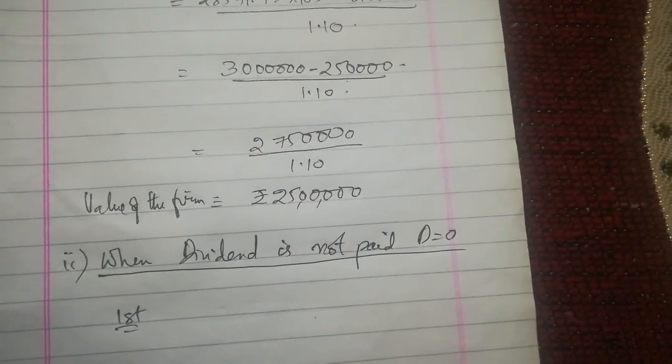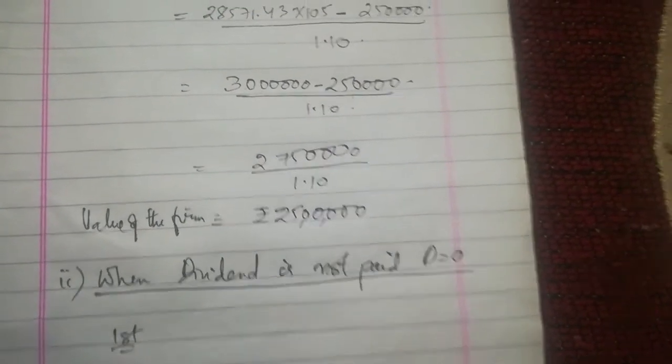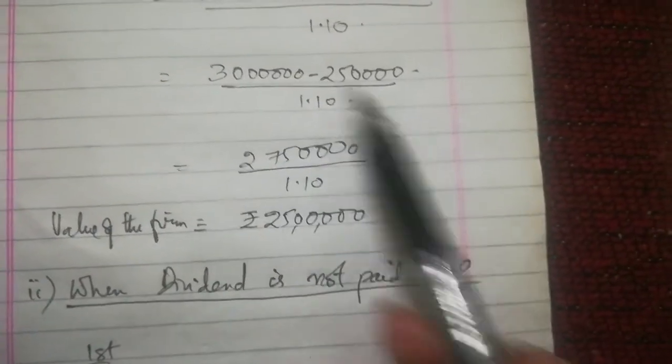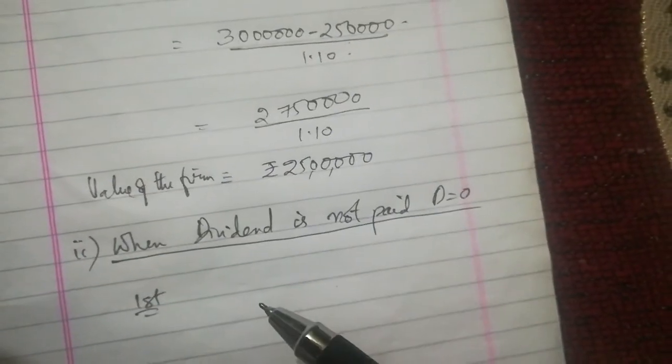Now in MM hypothesis, they say that dividend will not change the value of the firm. That means your value of the firm in this case also will be the same. It has to be 25 lakh itself. So this one, number 2, you do as your home assignment and submit it to me.